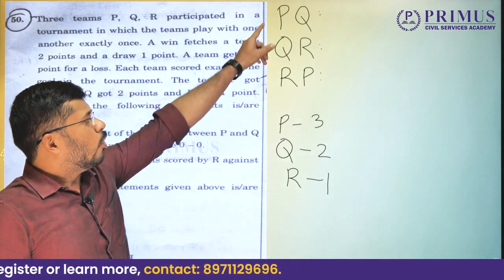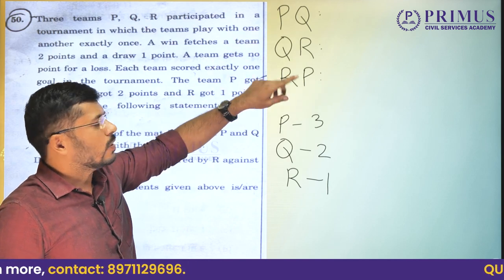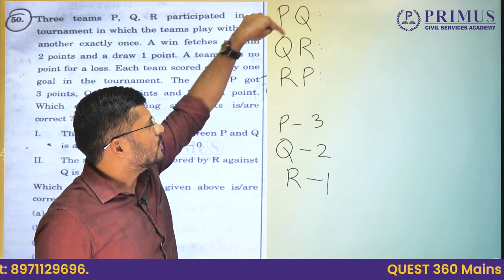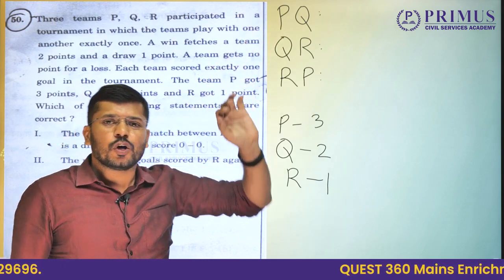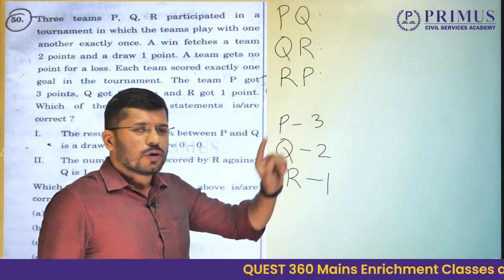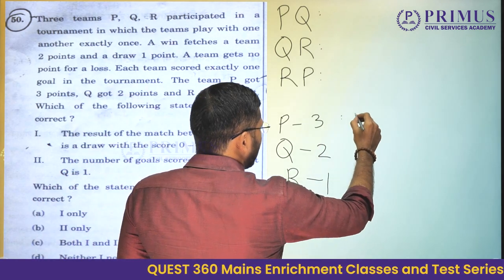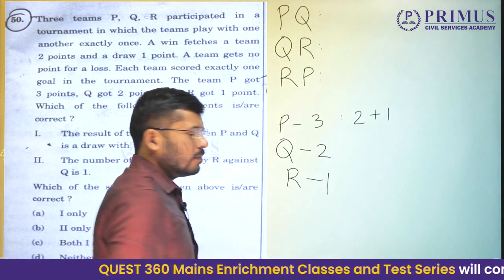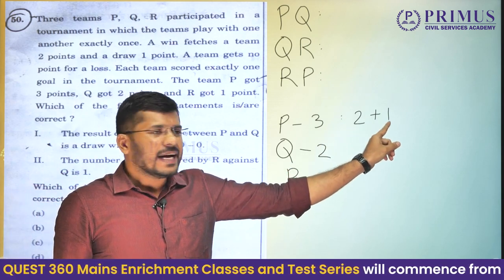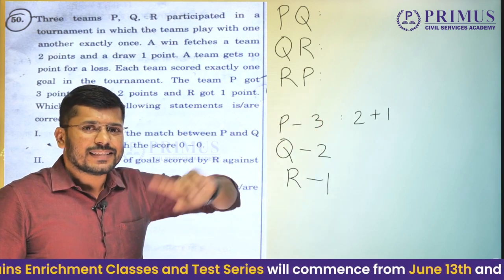So how many matches has each team played then? P has played 2 matches, Q also has played 2 matches and R also has played 2 matches. So when we say that P has got 3 points by playing 2 matches, there is only one possibility, that is 2 plus 1. That is, it won in one match and gained 3 points, and it drew in another match, and totally it secured 3 points.